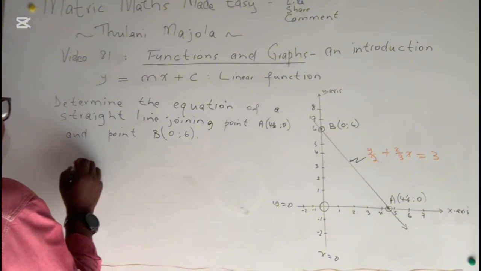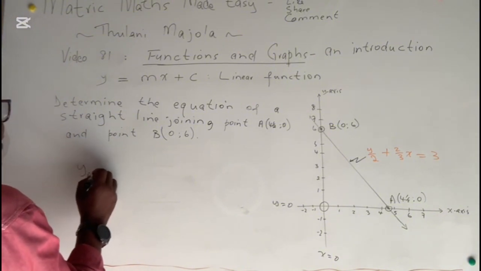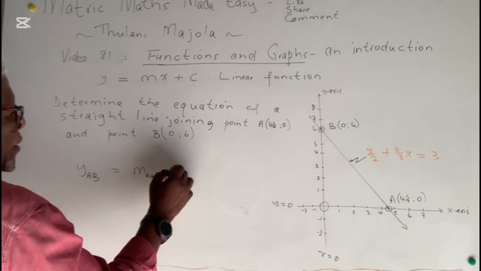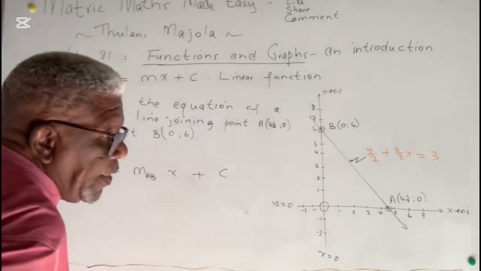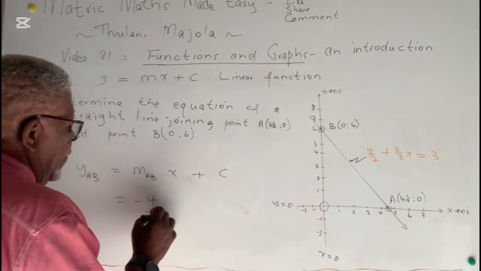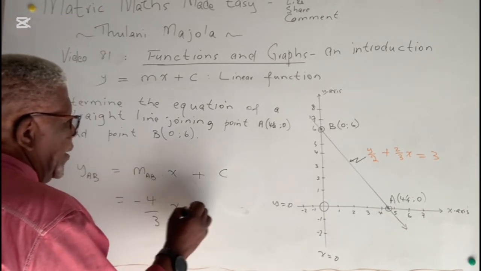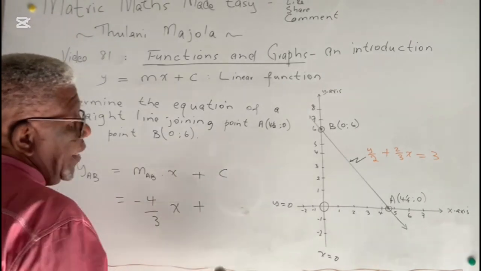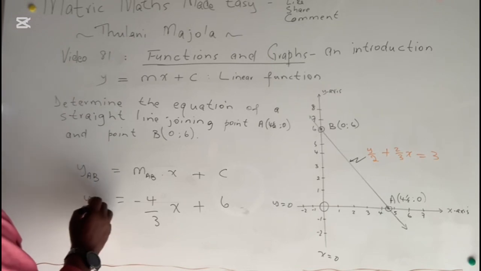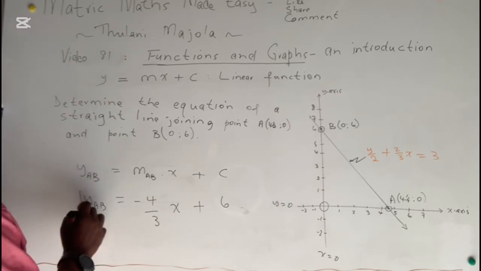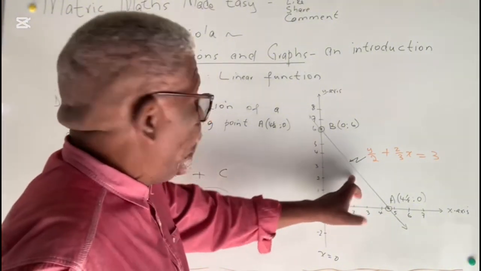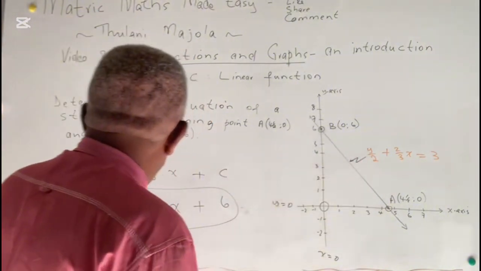The equation of line AB: y is equal to the gradient m times x plus the y-intercept. The gradient has been calculated as negative 4 over 3, times x, plus 6. So this is the equation of this line, if you make y the subject of the formula.